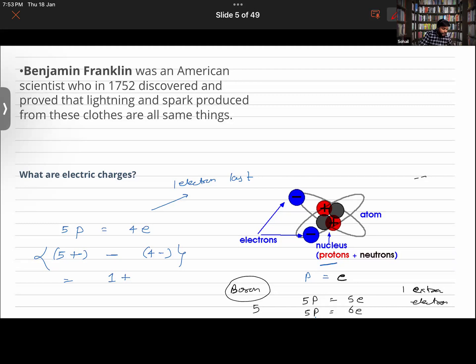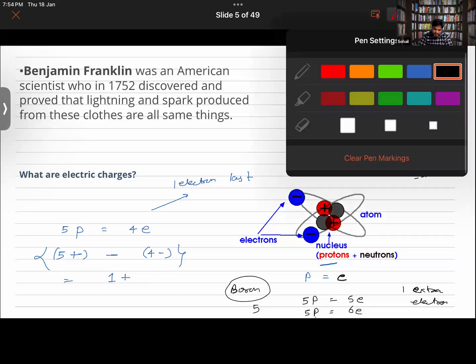Is it necessary that an atom has 2 or more neutrons? Yes, sir. It could have more than 2 neutrons, exactly. Why not?